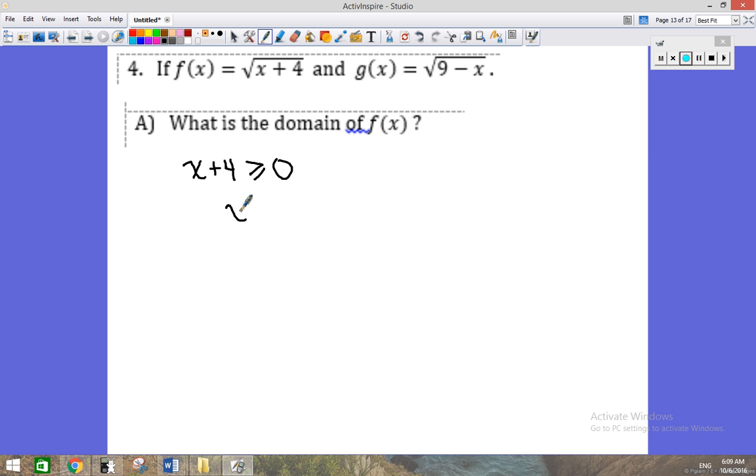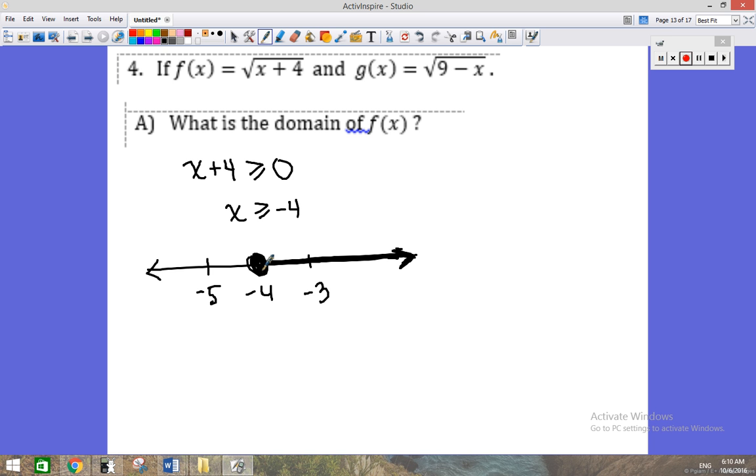If I subtract 4 from each side, x needs to be bigger than or equal to negative 4. If you think about what that is on a number line, it's okay to plug in negative 4 into f because negative 4 plus 4 is 0 and the square root of 0 is 0. If I plug in a negative 3 or any value that's bigger than negative 4, I'll get a positive number. Negative 3 plus 4 is 1, square root of 1 is 1.